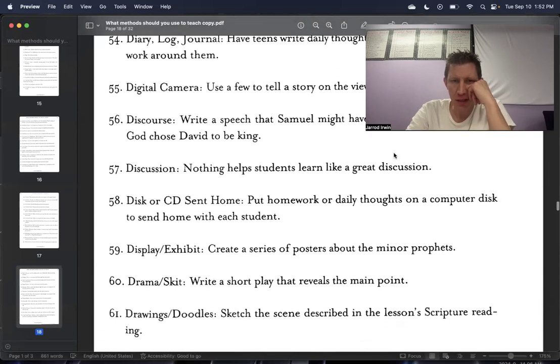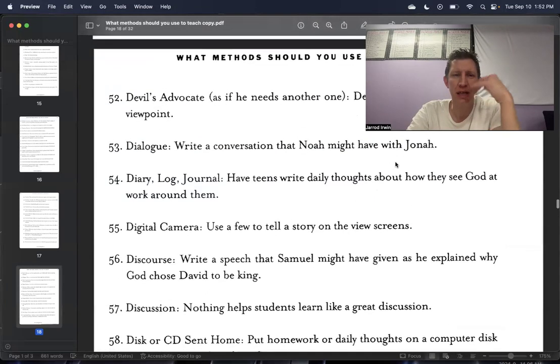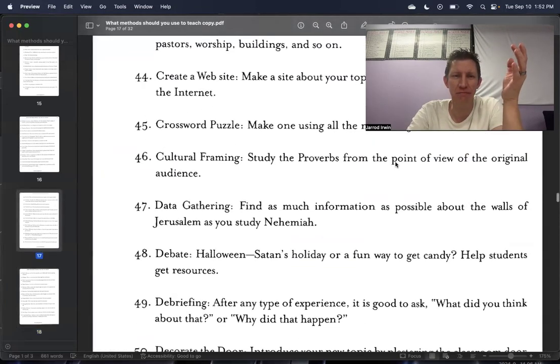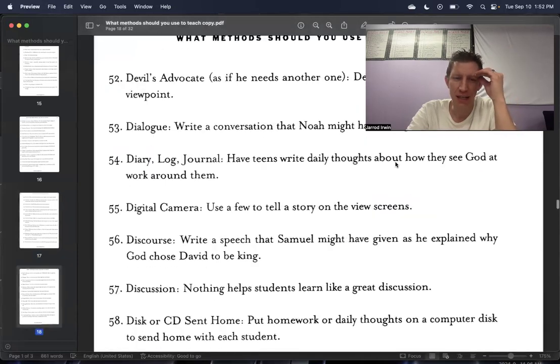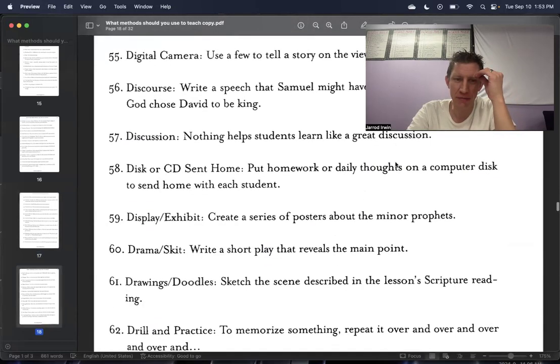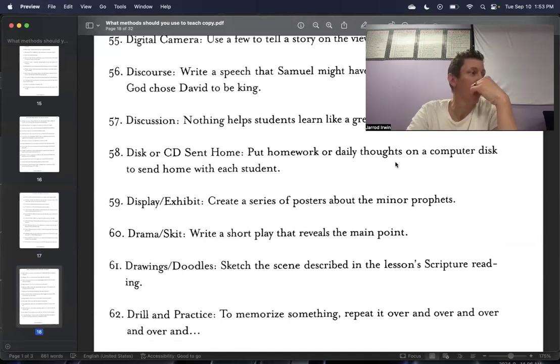Discussion. Nothing helps students learn like a great discussion. No. See, he's got discussion and he's got conversation. This guy, I think, is cheating just a little bit. So what's he seeing as the difference? He doesn't seem to be differentiating. He just wanted to make the longest list of, well, that's one way to do it. Yeah. He didn't do it too much yet, but just a couple times.